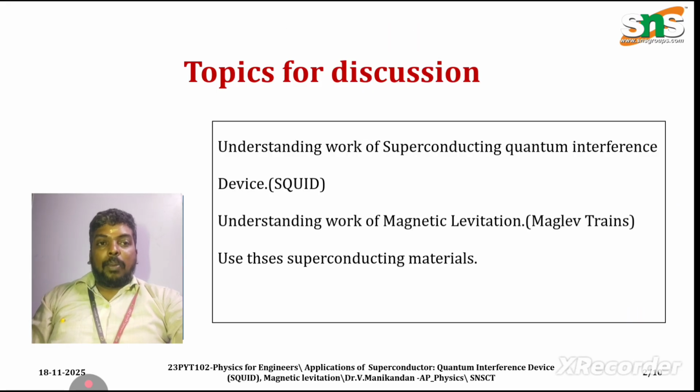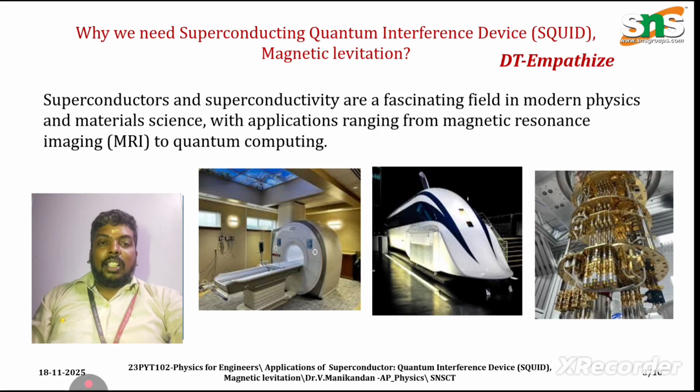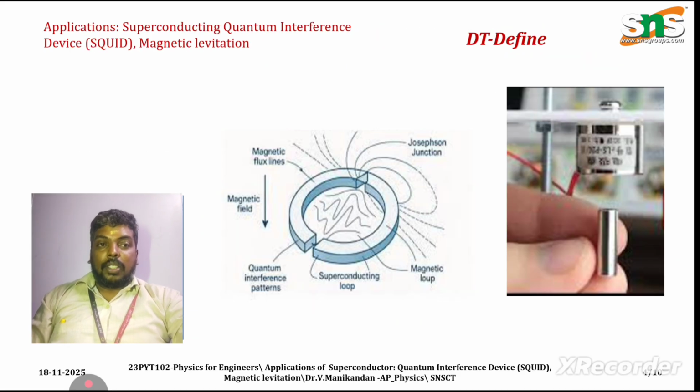In this topic we are going to understand the superconducting quantum device, the SQUID device, and Maglev trains. These are the main commercial, real world applications of superconductors. These pictures indicate that superconductors are mainly used in MRI scanning, which is based on the SQUID, and in Maglev trains. Recently, superconducting materials have also been developed for quantum computing devices. So superconducting materials are used in enormous amounts in various industries and technology developments.